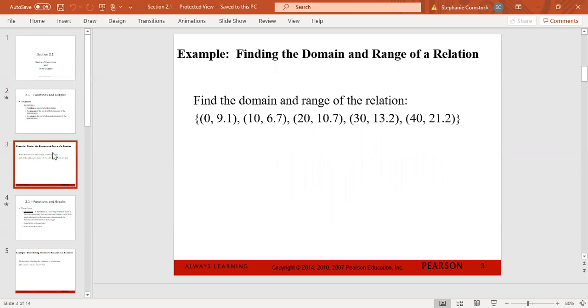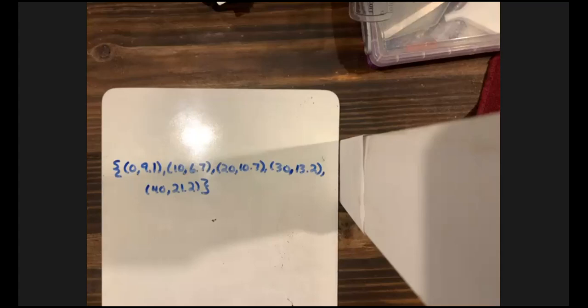So we're going to take a look at this first example, and I'm going to get this transferred to my board here. Okay, so we've got (0, 9.1), (10, 6.7), (20, 10.7), (30, 13.2), and (40, 21.2). So I'm going to go ahead and stop that share.